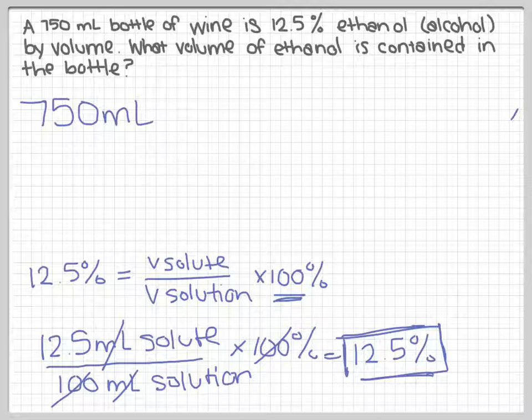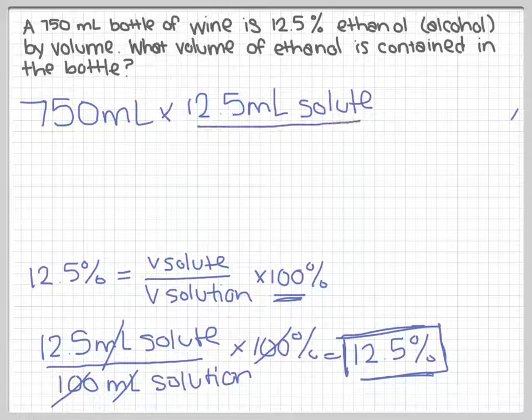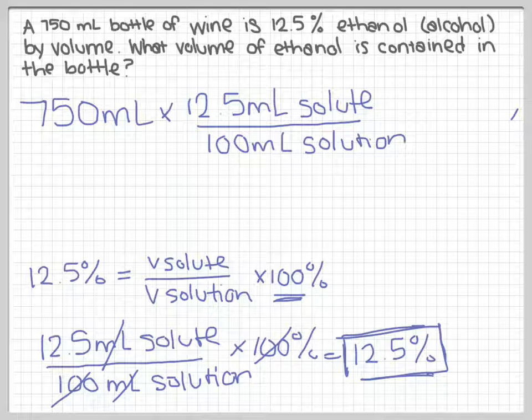So if I use this conversion factor, I can multiply by 12.5 milliliters of solute per 100 milliliters of solution. Milliliters of solution cancels out. I'll be left with milliliters of solute. That's perfect. They asked me what volume of ethanol is contained. So all I have to do now is plug it into my calculator.